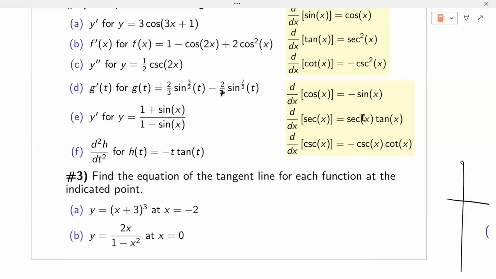And oh, I forgot to see how you're doing. Are you doing... Okay. Oh, you're doing the tangent line problems. Good.